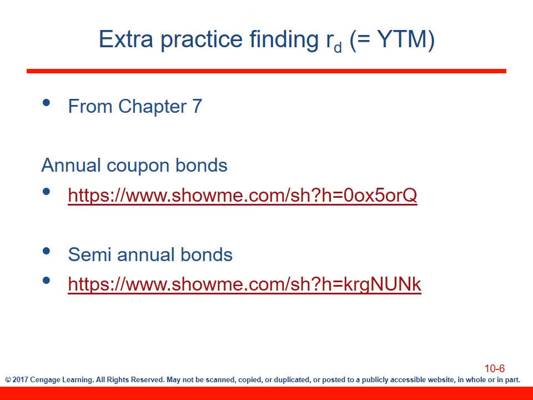Here's some extra practice in finding the before tax costs of debt in case you're a little rusty from chapter 7. So here are 2 problems that I've worked for you. It's extra practice on finding a bond's yield to maturity. And that is the before tax cost of debt to the firm that is issuing or borrowing that money.